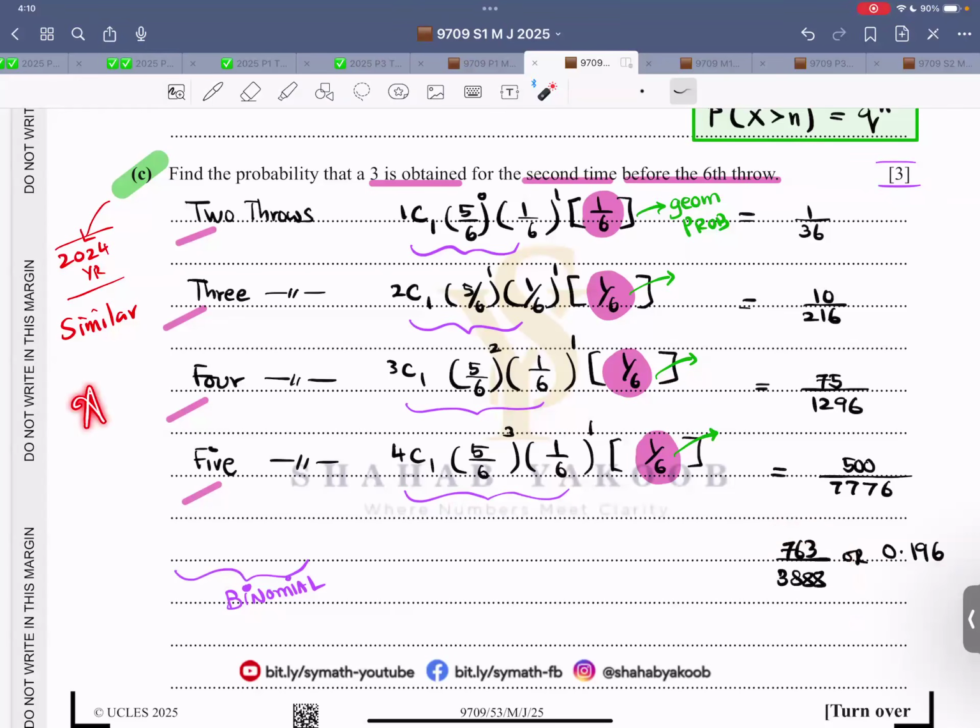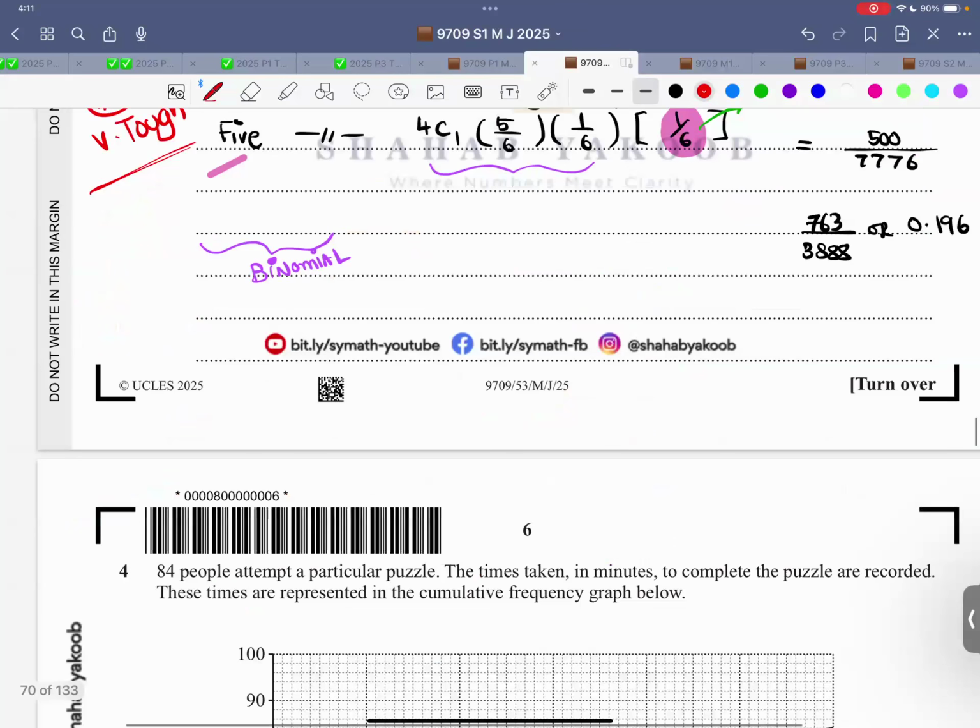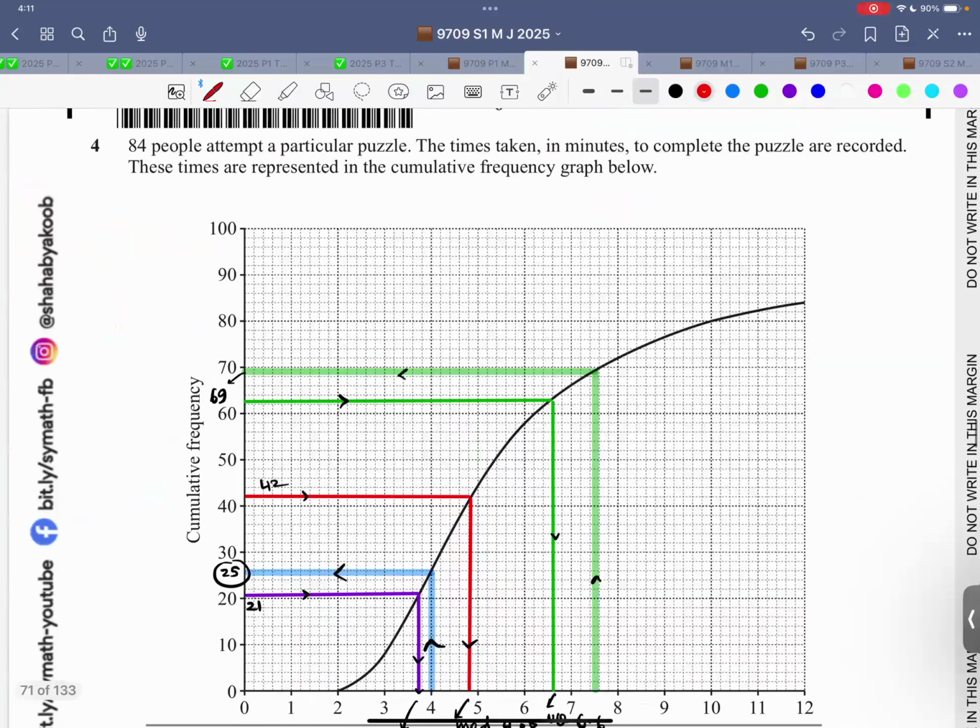So this part, I agree with this. This was a very tough part. So this was very tough. But again, go to the 2024 papers. You will find similar questions over there. Now, question number 4 is pretty basic stuff from descriptive stats.